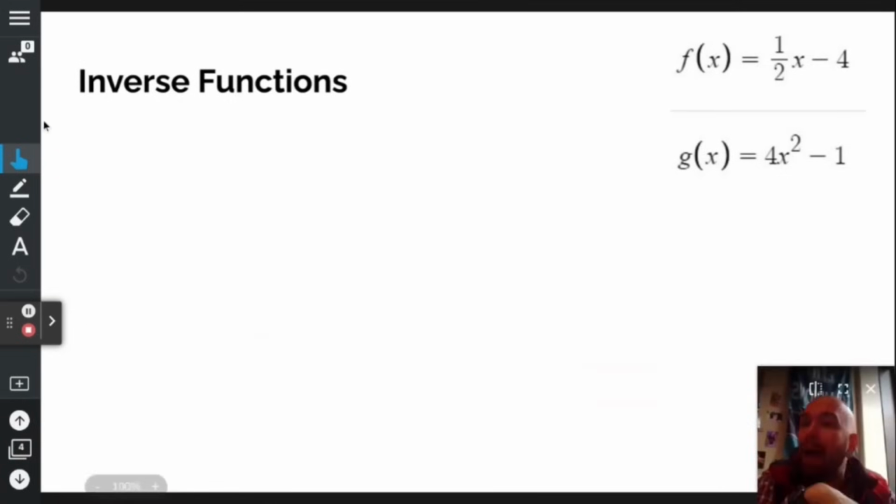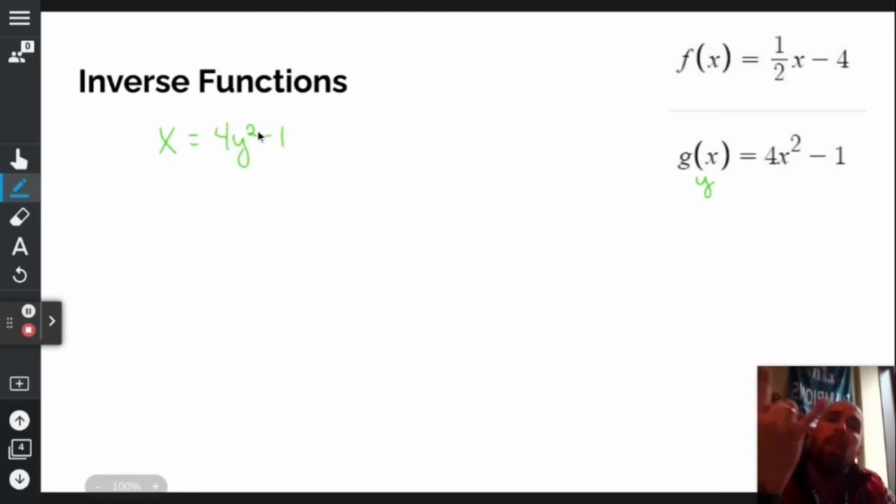Two things to know about how to find an inverse function, and let me just do one of them. Let me do the uglier one, G. This is how you find the inverse, okay? So I'm going to call that Y, just to make my life a little bit easier. Whenever you're being asked to find an inverse function, step number one is flip the X and the Y. Okay, so I'm going to make that look like x equals 4y squared minus 1. That's step one. Step two is you're going to solve for the new y.